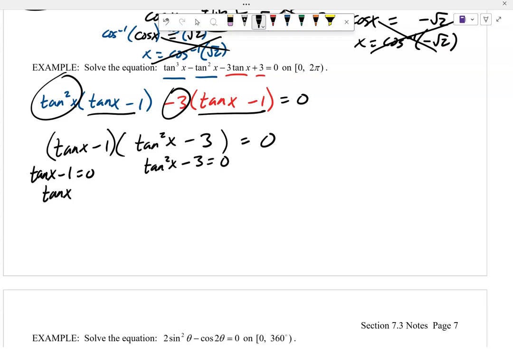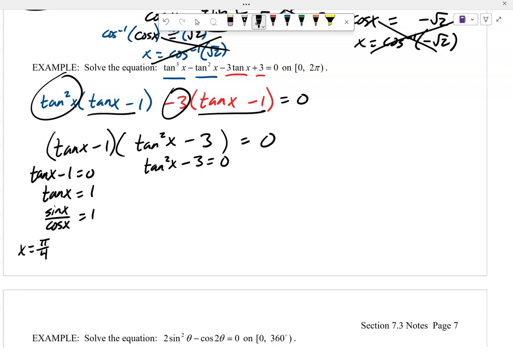So add 1 to both sides. Where's the tangent equal 1? So in other words, where's the sine over the cosine equal 1? Well, they got to be the same. So we know if the sine is root 2 over 2 and the cosine is root 2 over 2, that would be true. Where does that happen? At pi fourths. So we know at 45 degrees that they're both the same.